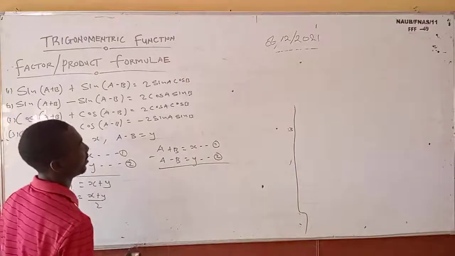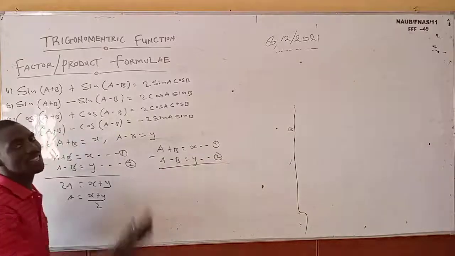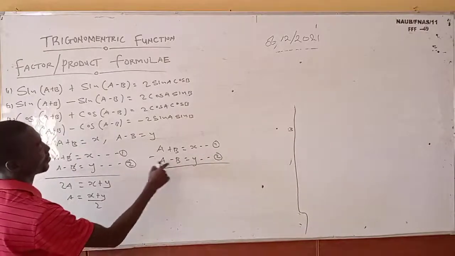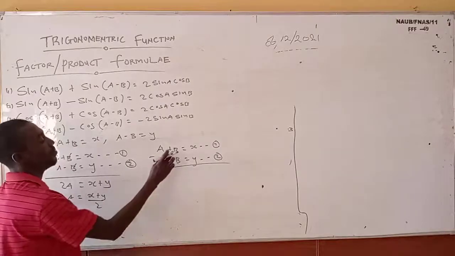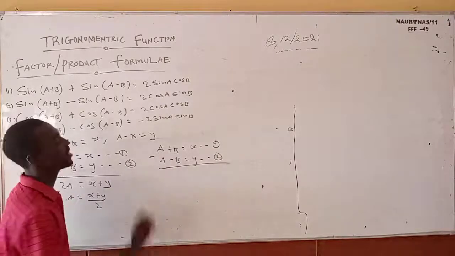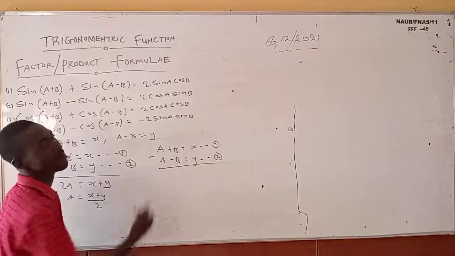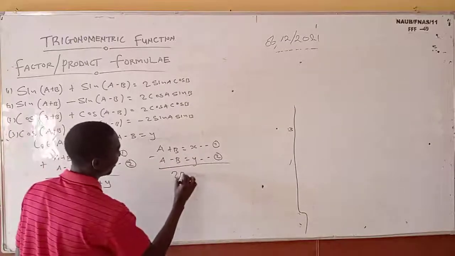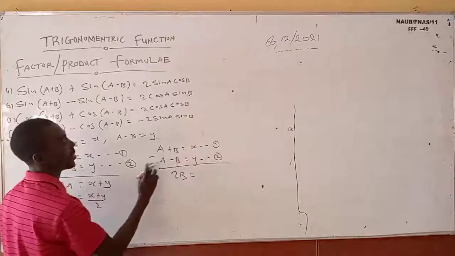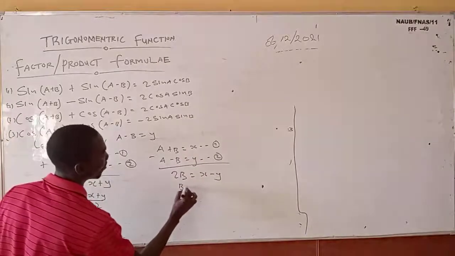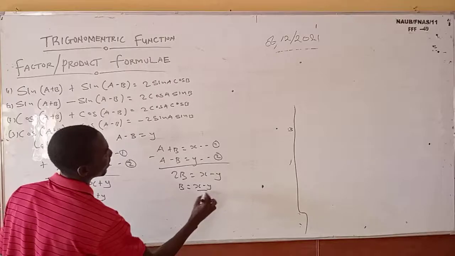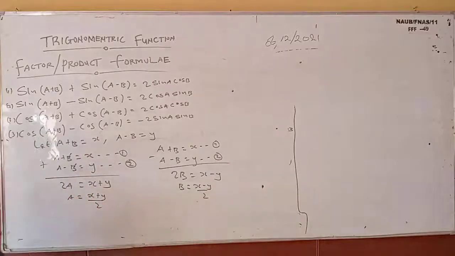So let's subtract now. a minus a is 0. b minus b, minus times minus is plus. So it becomes b plus b. So anytime you see b plus b, it is 2b, which is equal to s minus y. So for me to get my b now, my b will be equal to s minus y over 2. I hope you get this.